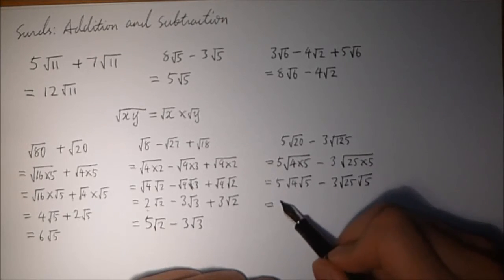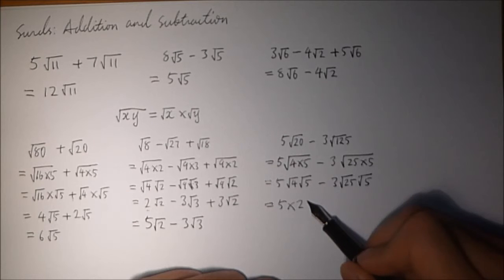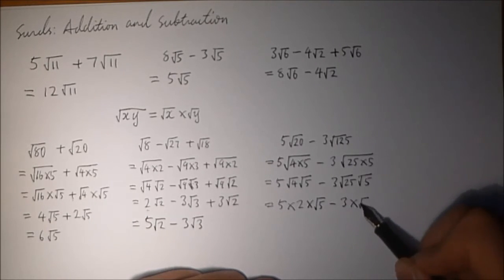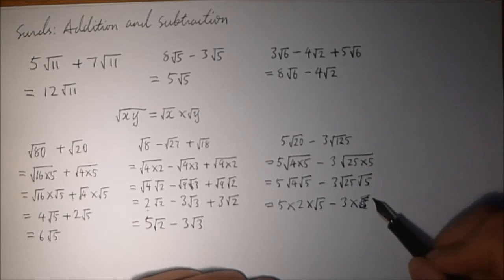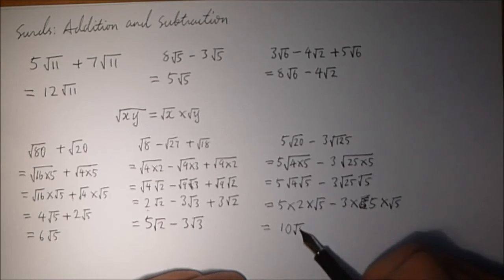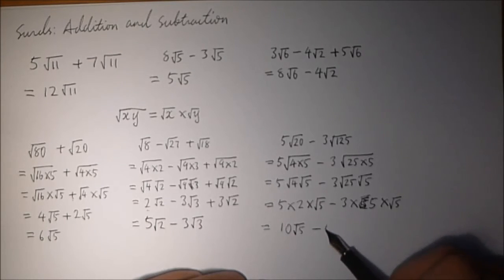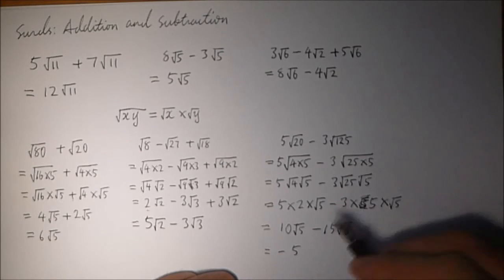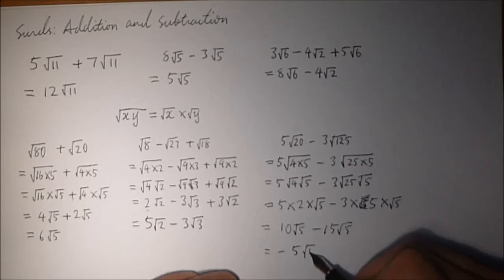And we end up with 5 times 2 times square root of 5 minus 3 times 5, correction, 5 times square root of 5. So we end up with 10 square root of 5 minus 15 square root of 5, and we end up with minus 5 square root of 5.